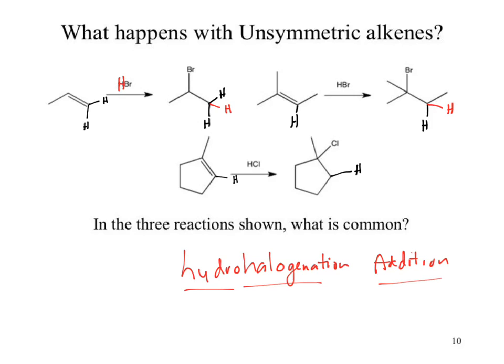Our new hydrogen seems to go to the position that is always the least substituted. Our halogen always goes to the most substituted position. All three of these reactions get the exact same result. Okay. Hydrogen goes to the least substituted position. Said another way, the hydrogen that is being added to our double bond goes to the position that already has the most hydrogens. This observation was made, I don't know when, a while ago.